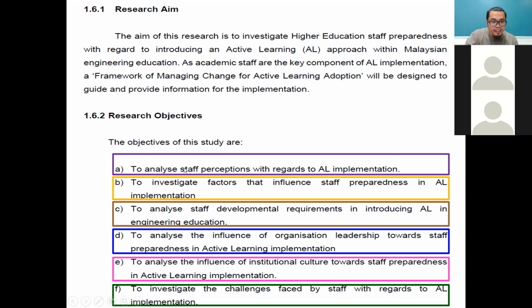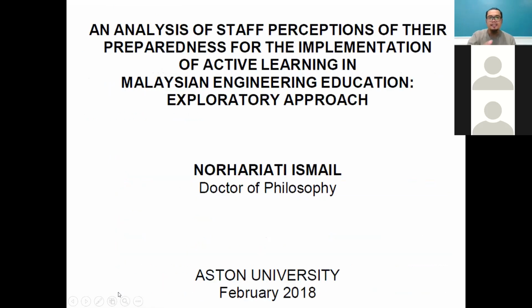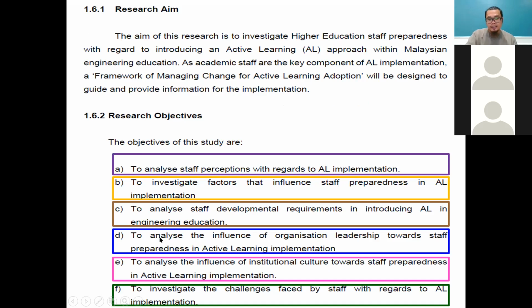Okay, now you can see that we have 1, 2, 3, 4, 5, 6 research objectives. The title is an analysis of staff perception of their preparedness for the implementation of active learning in Malaysian engineering education, with an exploratory approach. So they have 6 objectives. For objective number 1, why did they come up with analyzing staff perception with regard to the implementation? Why did they propose this objective?